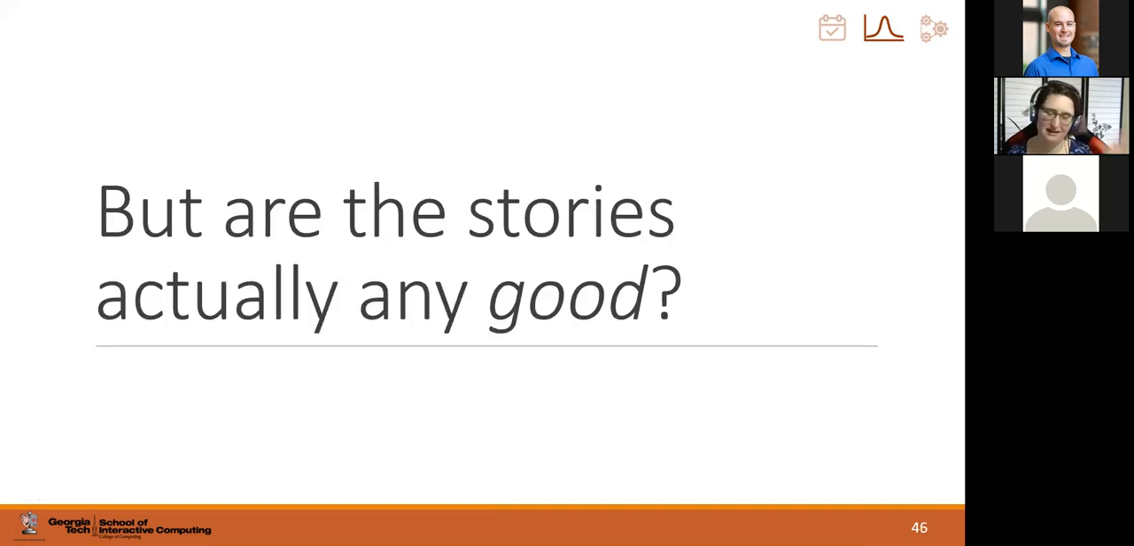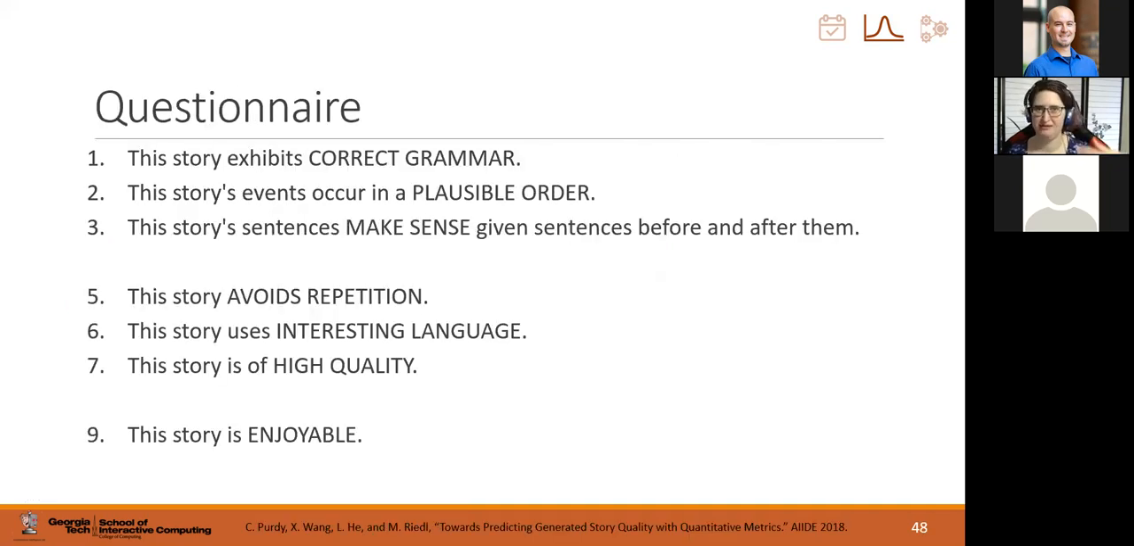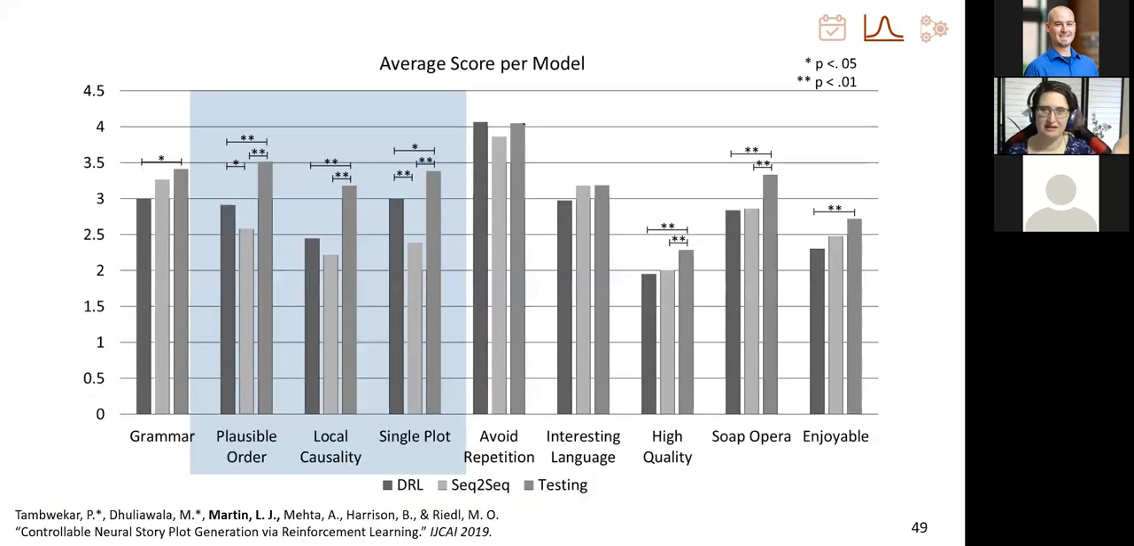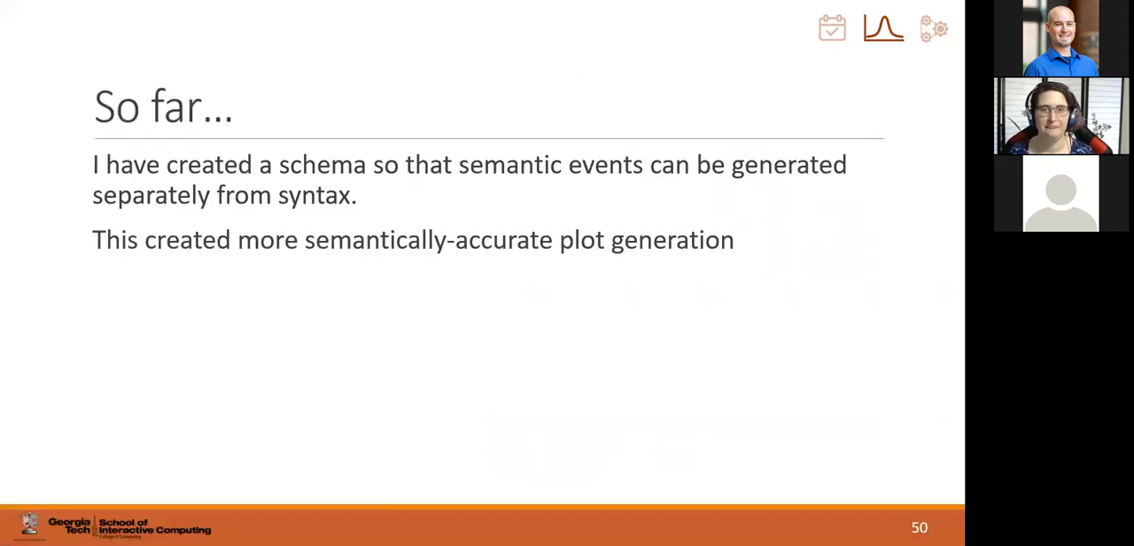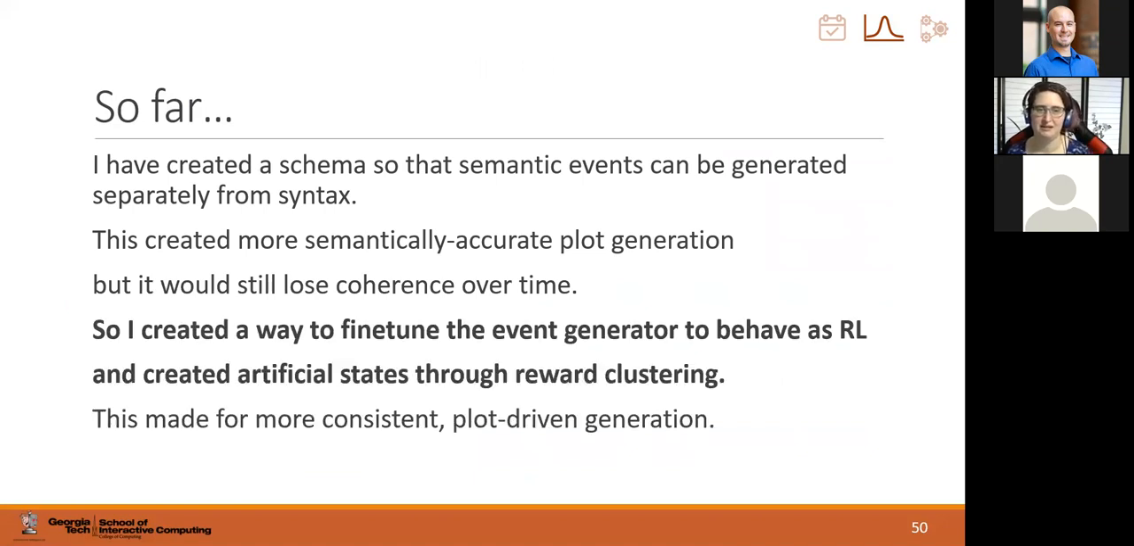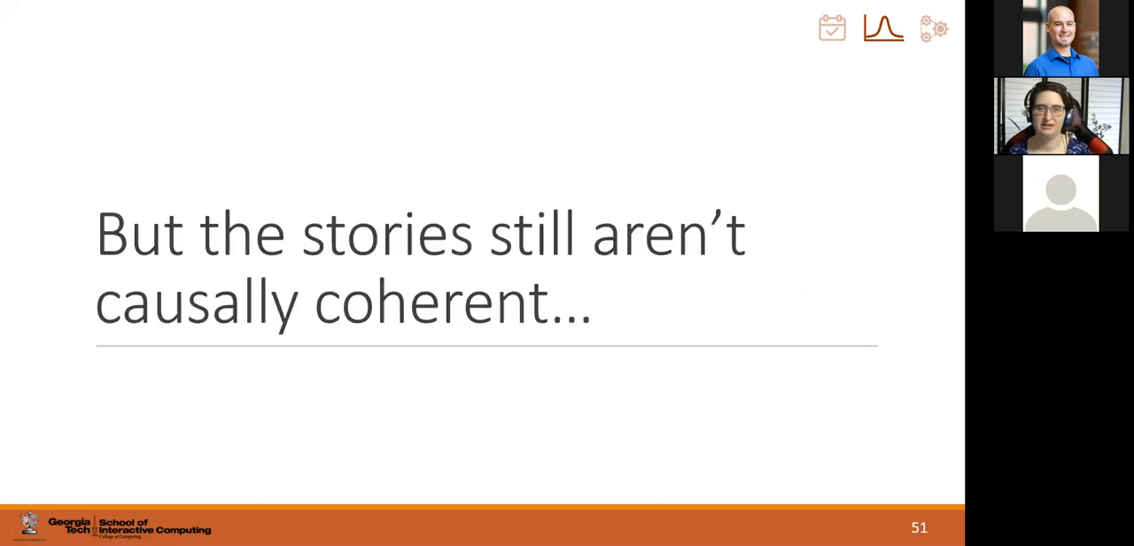To summarize this, I ended up doing a human subject study, and people agreed that by having this reinforcement algorithm guide the network, they thought the stories were more coherent. So I was able to fine-tune this event generator to behave like reinforcement learning and create artificial states. While this made for consistent plot-driven storytelling, it's still not causally coherent because it's still relying on probability.